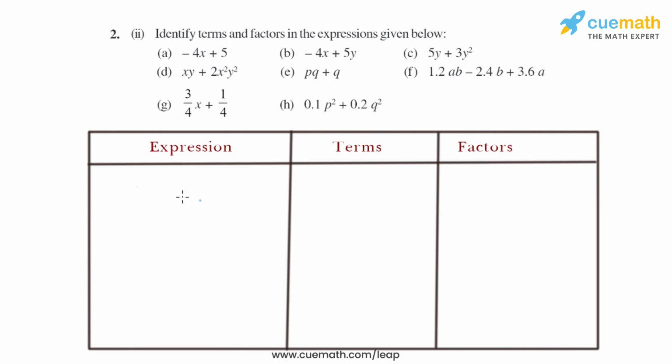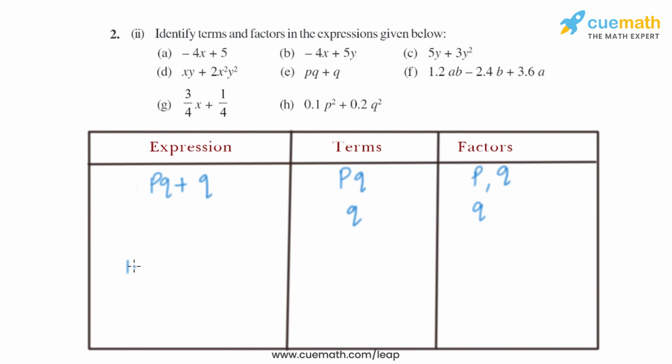Now let's move on to the E part. The expression that is given is PQ plus Q. The terms are basically PQ and Q. The factors of PQ will be P and Q, as they both can divide PQ completely without leaving any remainder. Similarly, the factor of Q will be Q only.